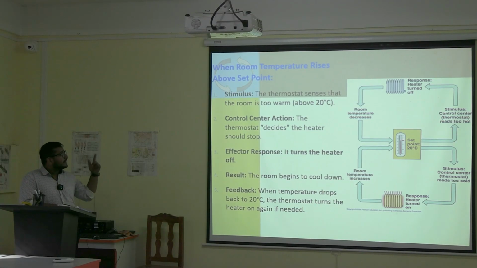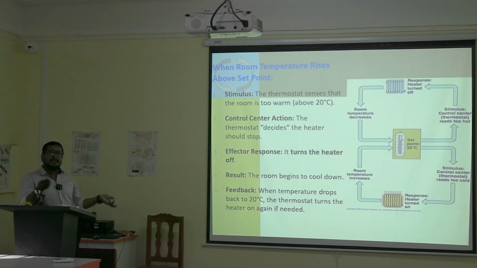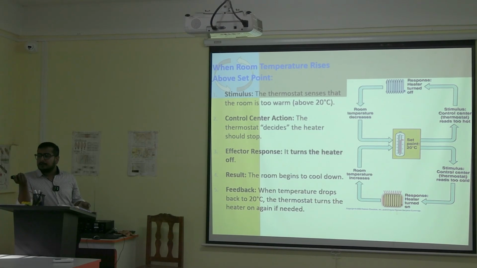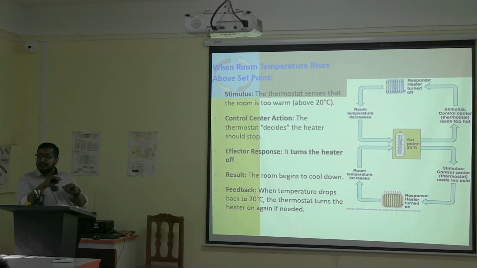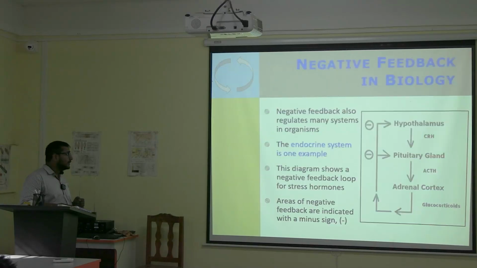Same, when the room temperature rises above the set point temperature, imagine it turns on the AC. The thermostat basically turns on the AC and brings the temperature to a cooler 20 degrees centigrade. It's the same mechanism, the same feedback goes. When the temperature comes to 20 degrees C, it will again turn off the AC. This is how our internal environment also acts in the same way.